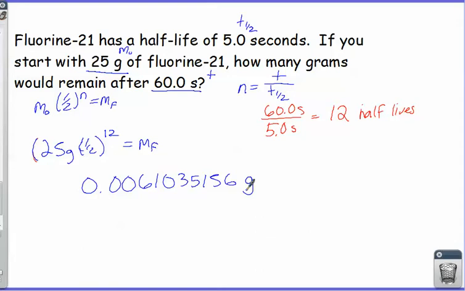Now, in terms of sig figs, for these types of problems, what I would like for you to do is just look at your original mass. So your original mass has 2 sig figs, so your answer should have 2 sig figs. So it would be 0.0061 grams of your radioactive isotope. The remaining 24 grams are still there. They have decayed into the next isotope.